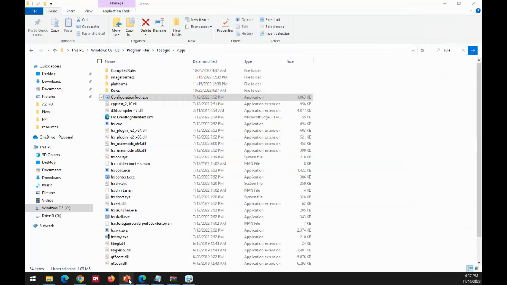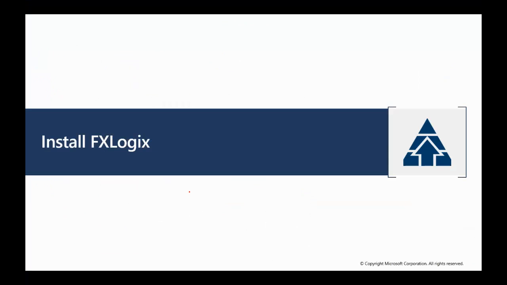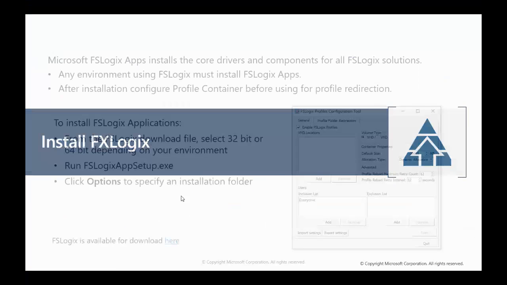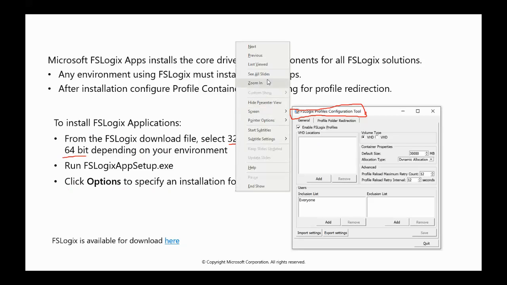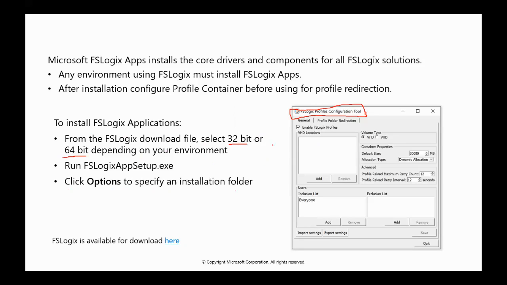This is what I was talking about. This is what I'm showing you. Then, to install FSLogix, we set that. I showed you how to do that. And then click the options to specify the installation folder where you're going to use it. And you can be here and see all these configurations. Of course, you have a lab where you will do these in order to get them clearer for you to understand what we are doing here.